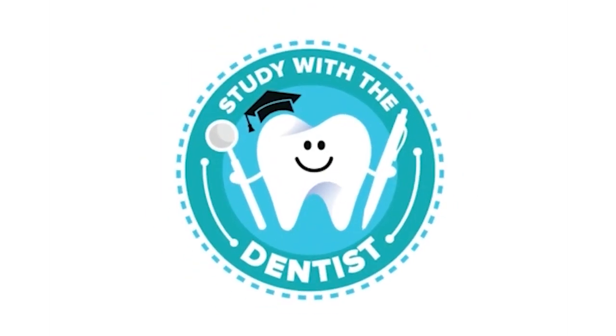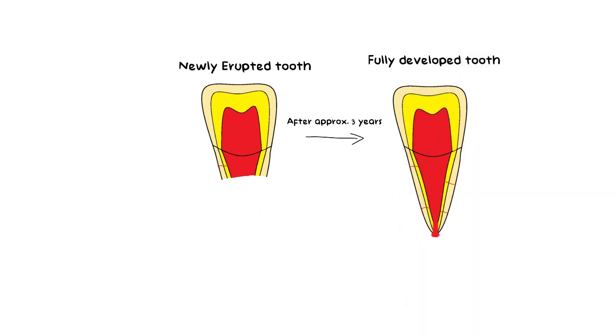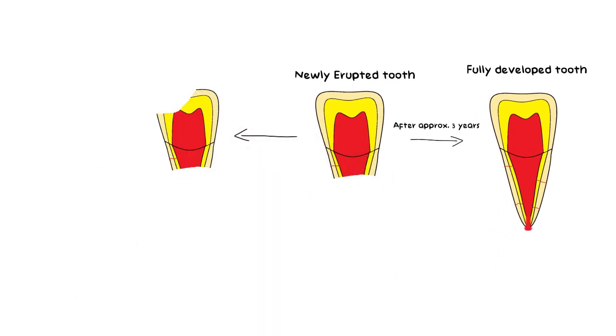Hello and welcome everyone. When a tooth erupts into the oral cavity, its root isn't developed yet, and it usually takes about 3 years for the root to fully develop. And in order to do that, the pulp of this developing tooth needs to remain healthy. But if it gets exposed during this developmental phase, then the pulp is in danger of becoming necrosed.